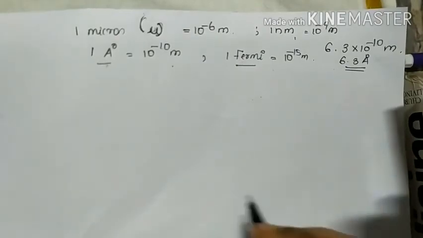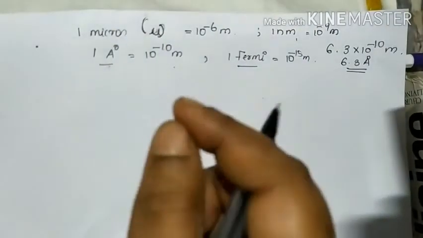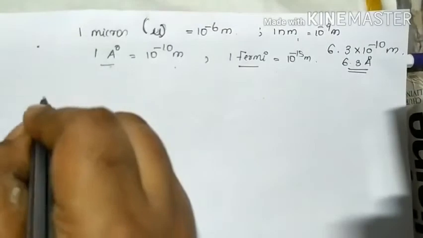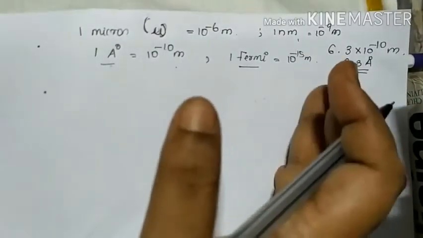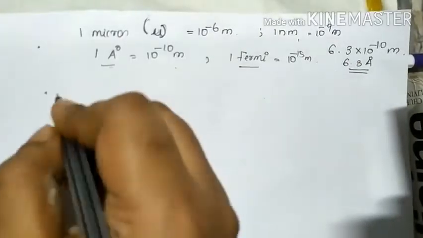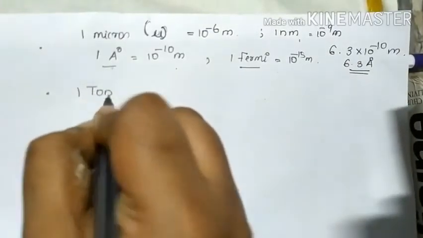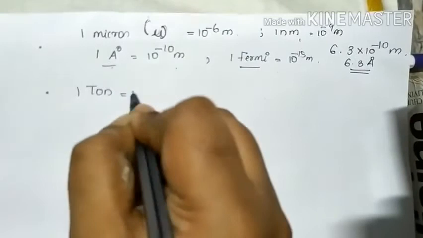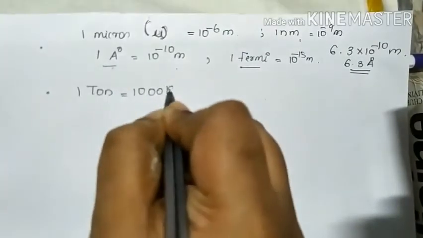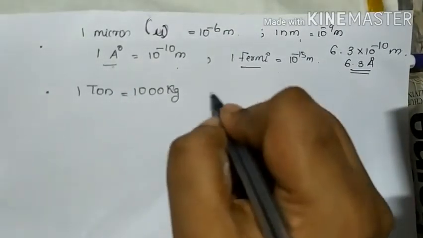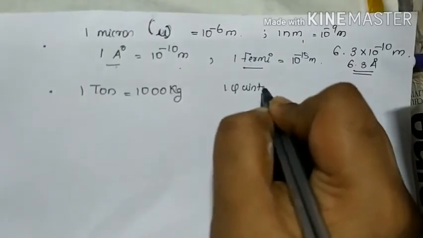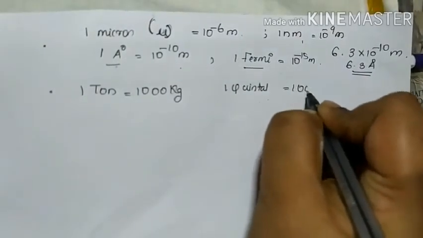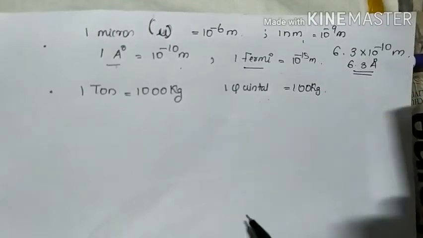Anyways, this much is regarding length. Now we'll talk about mass also. For the mass unit, almost all of you will remember the kilogram. Along with it, you would have heard 1 ton. 1,000 kilogram is 1 ton. Similarly, I hope you have heard 1 quintal. 1 quintal is 100 kilogram.